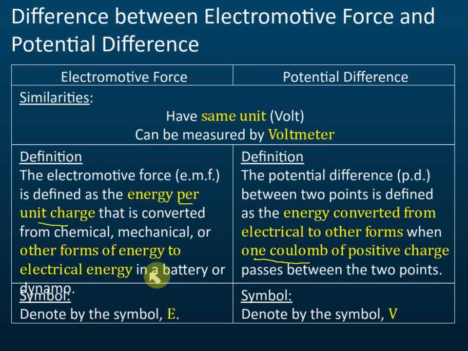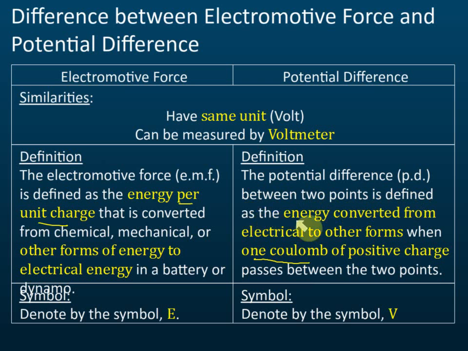The symbol used for EMF is this capital letter E. That's the difference between electromotive force and potential difference. For potential difference, we use the symbol V. For EMF, we use the symbol E. The definition for potential difference: the potential difference between 2 points. This is just 2 points. This is for the whole circuit. For the whole circuit, this is just 2 points.